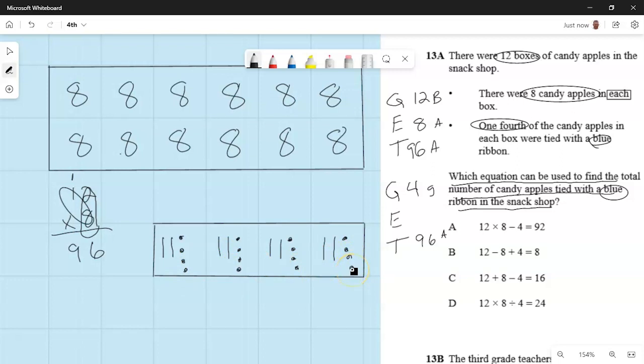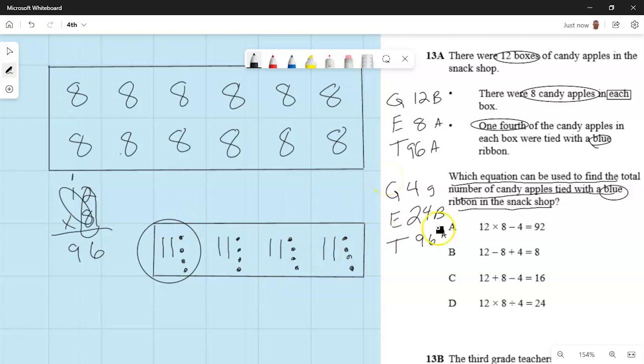Now I separated the apples out all equally, and one of these groups is going to be the blue apples. We'll say that one's going to be my blue apples. So it looks like I have 10, 20, 21, 22, 23, 24. There'd be 24 apples with blue ribbons. I'll put a B there, so that's what we're looking for. 24 apples with blue ribbons. Right here it looks like we multiplied, and right here it looks like we divided.